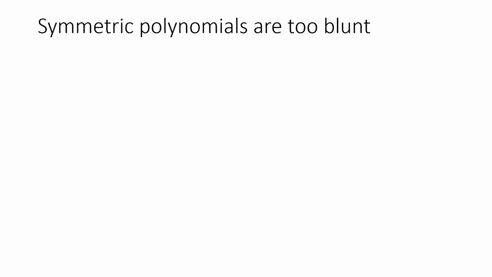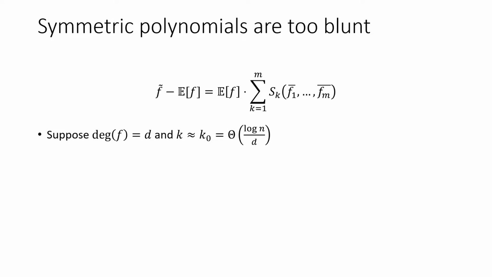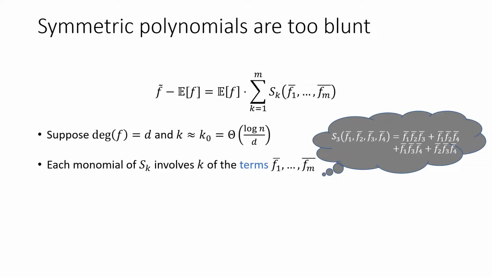Let me try to give some intuition. Let's return to this formula for the error in terms of elementary symmetric polynomials. And let's return to the homogeneous case when things work well. Suppose the degree of f is d, so we can set k0 to be log n over d like we wanted. And let's consider the middle error terms when k is approximately equal to k0. By the definition of sk, each monomial of sk involves k of these fi bar functions. Here's an example when k equals 3 and m equals 4.